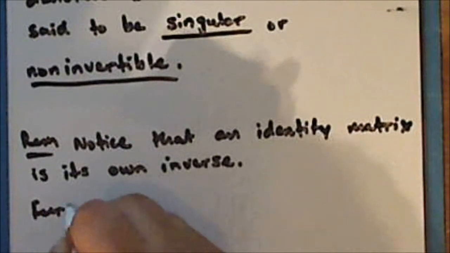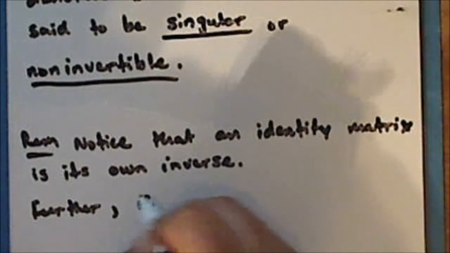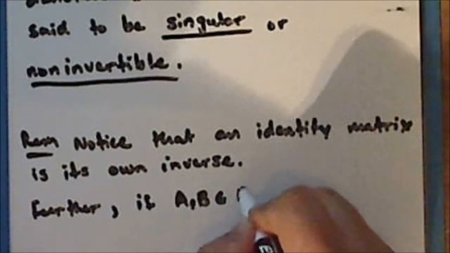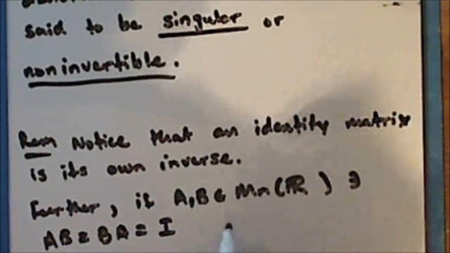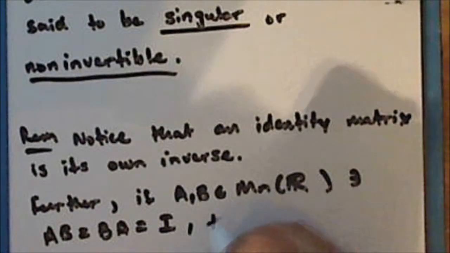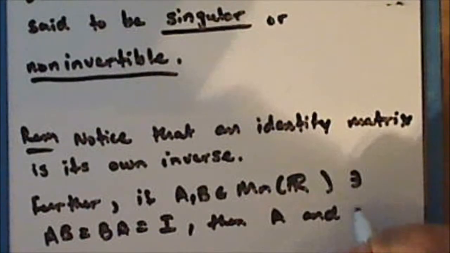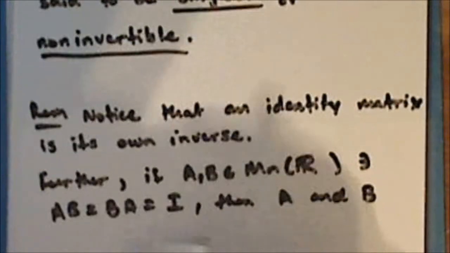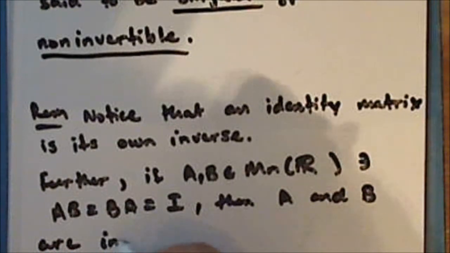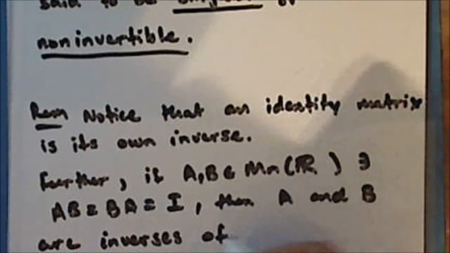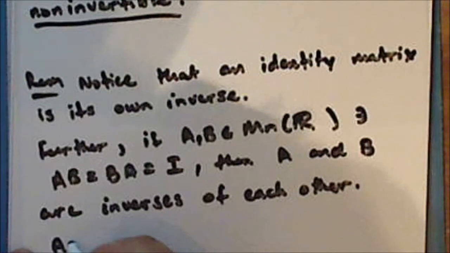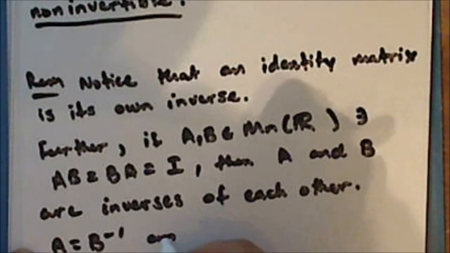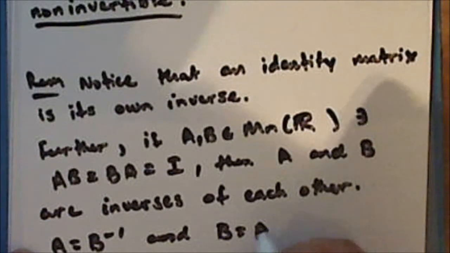Further, if A and B are square matrices of order n, such that their product, in whichever order, is the identity matrix of order n, then A and B are inverses of each other, that is, A is the inverse of B, and B is the inverse of A.